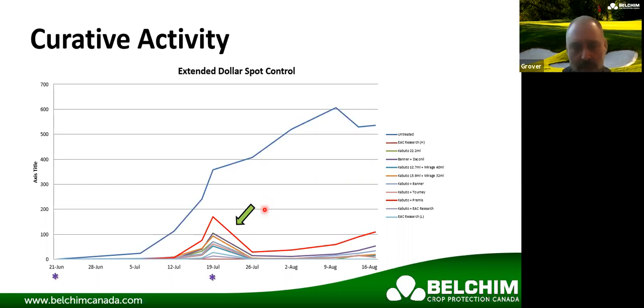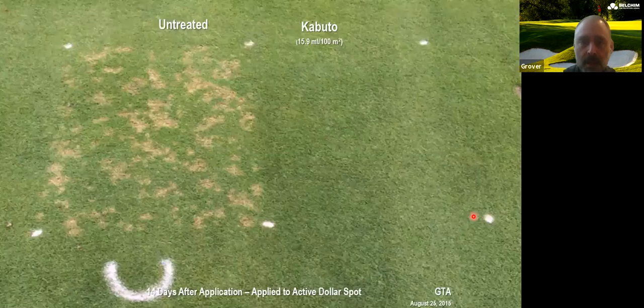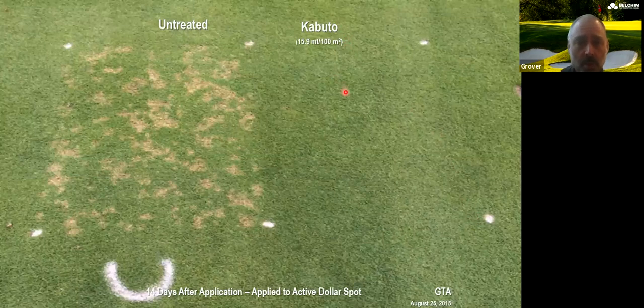So we just did trials a couple of years in a row. And we saw that Kabuto, either on its own or applied in a tank mix, did have some curative properties. So we call it a weak curative. I wouldn't let the dollar spot pathogen fester and explode and use Kabuto without putting something else in the tank. But if you get on top of it soon enough, it does have curative activity. Here's a picture I took the year of the dollar spot over here, 2015. Pressure was insane, but here's our 2-week rated Kabuto performing really well.